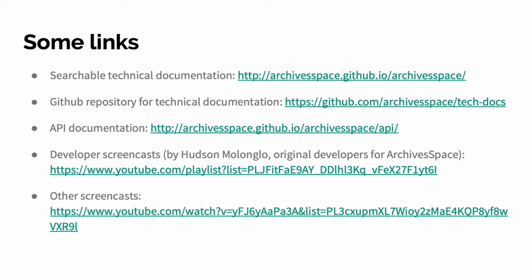Here are some links. All of these presentations are going to be posted on the wiki, so there's no expectation that you would take these links down now, but these are links for some of the things that we mean by the technical documentation. There's a searchable version of it, in addition to the GitHub repository where it actually lives and people can put suggestions in for improvements. There's a separate area for the API documentation.